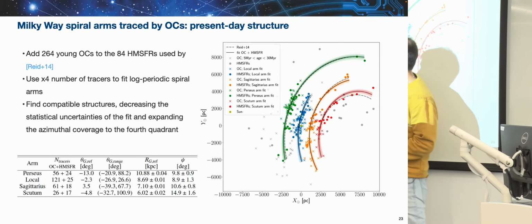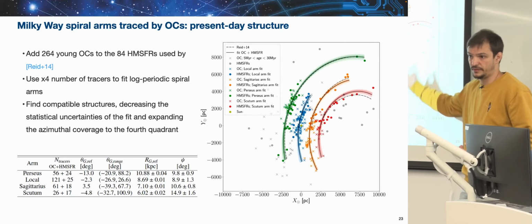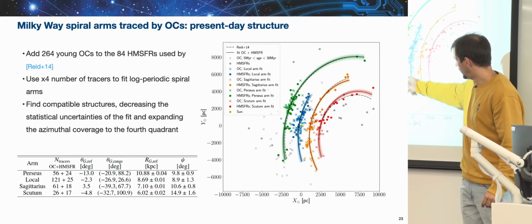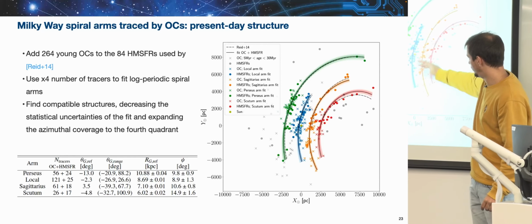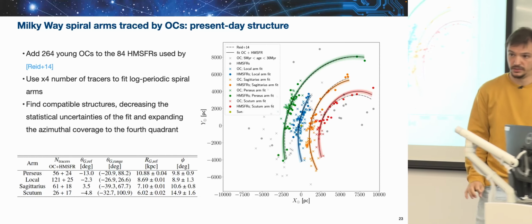The advantage of using these two different tracers is to reduce the statistical errors of the fit, of course, but then we don't have data for high-mass star-forming regions in the fourth galactic quadrant, so we can expand the azimuthal coverage of these arms on this region.